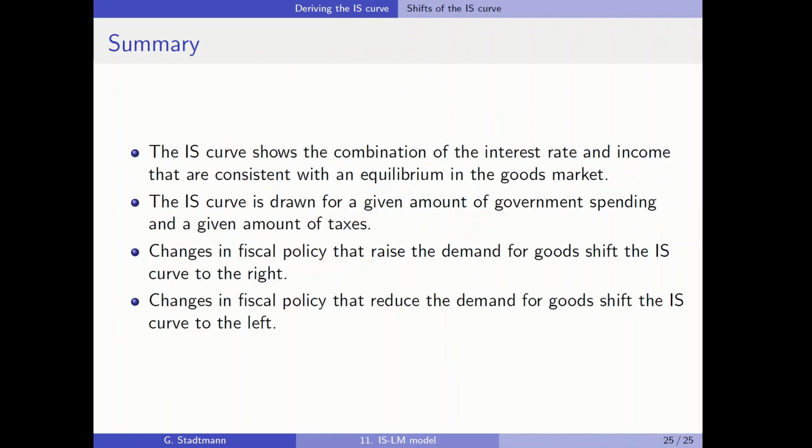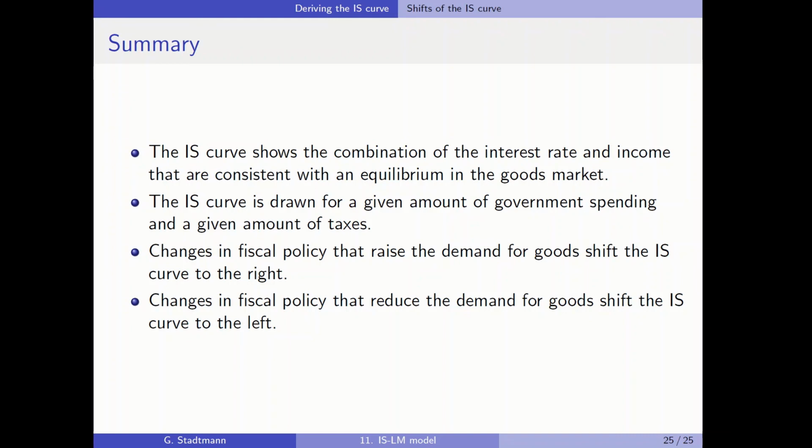Let's sum up the first part of this chapter, which deals with the task of deriving the IS curve. The IS curve shows combinations of the interest rate and income that are consistent with an equilibrium in the goods market. So all the different combinations of the interest rate and the GDP level, which lead to an equilibrium in the goods market, create this IS curve. And we are inserting the IS curve in an interest rate income diagram.